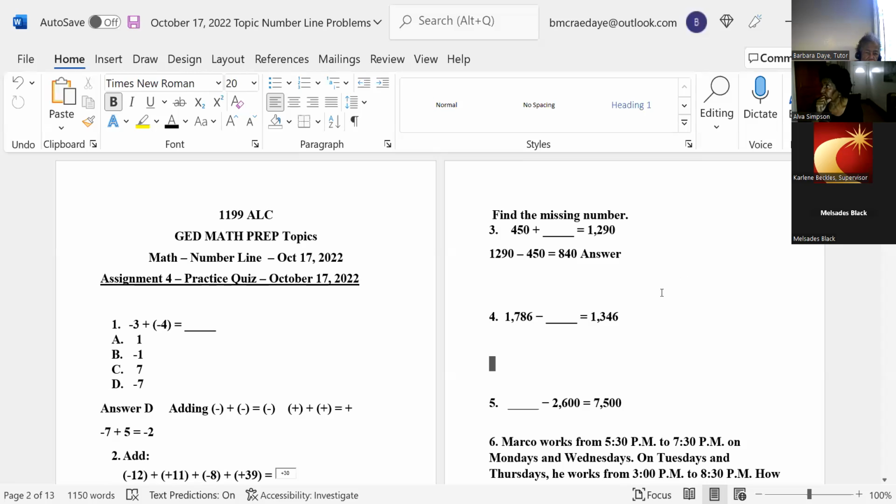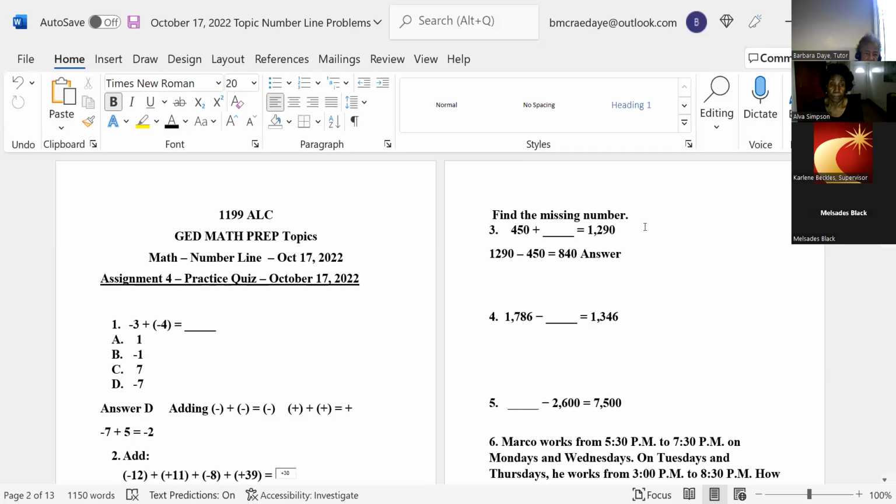Number 3 is that you have to find the missing number. What is the missing number for 1,290? You have to subtract 450 from 1,290. The number that adds to 450 to give 1,290 is the number that subtracts from 1,290. And that 840 is your answer. 840 plus 450 gives 1,290.